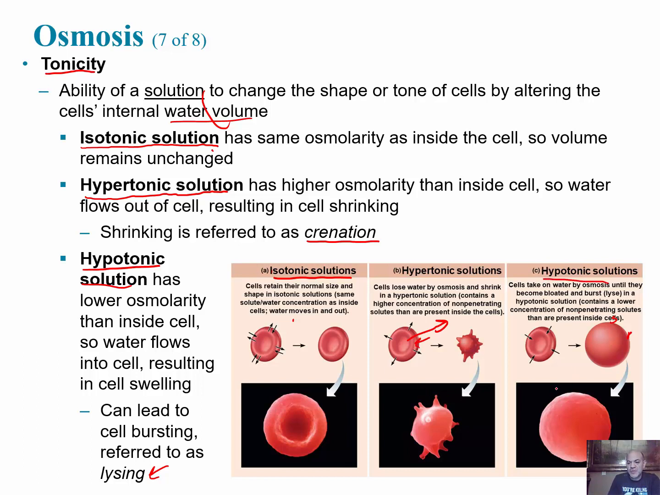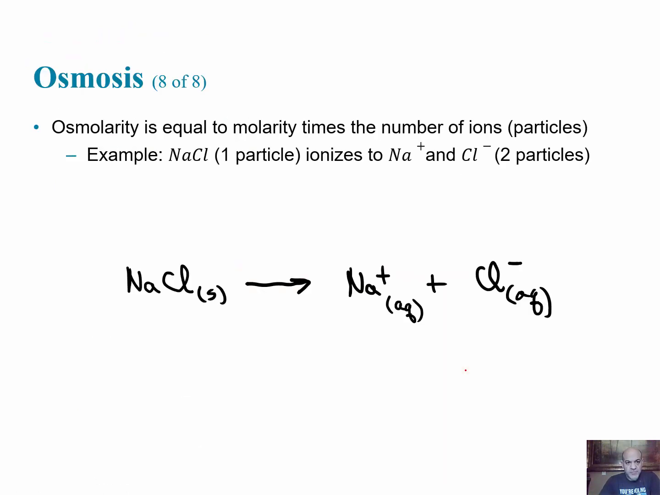And then in a hypotonic solution or environment, there's going to be a greater osmolarity inside the cells. So there's going to be a greater movement of water in and less coming out. So overall, we're going to gain water, and then we can lyse, which would be bad for the cell.